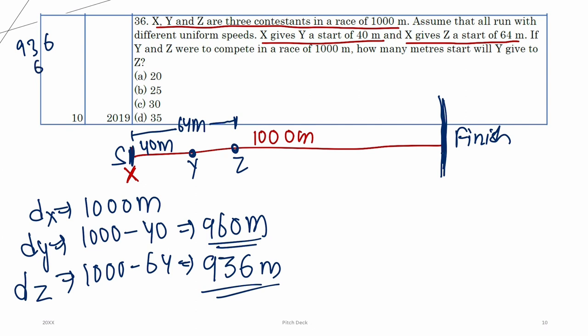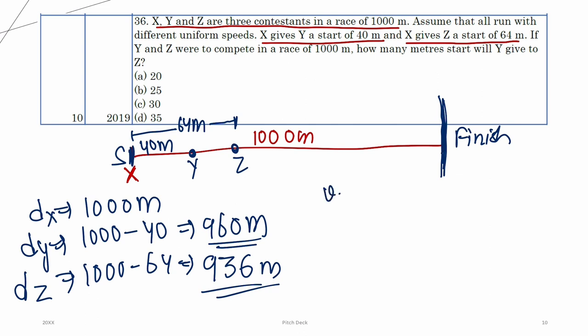I'm just verifying if I'm doing it right. 64, 10, 10, 1000. Yes. So 936 is the distance covered by z, and if this is the distance covered by them, all will be reaching the final distance at the same time, right?